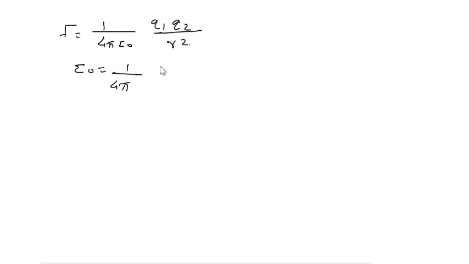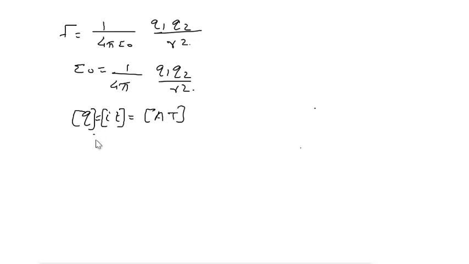How can we find the dimension of epsilon 0? Here we know that F equals 1 by 4 pi epsilon 0 Q1 Q2 divided by R square. 1 by 4 pi doesn't have any dimension, right? So epsilon 0 equals 1 by 4 pi into Q1 Q2 divided by R square. For that, first you need to know the dimension of Q. Q equals I T, so the dimension of Q equals dimension of I into T. This formula you know, right? Electric current I, what is the dimension of current? A. Time is T. So the dimension of Q is A into T. Therefore, the dimension of epsilon 0 you will get as AT into AT.